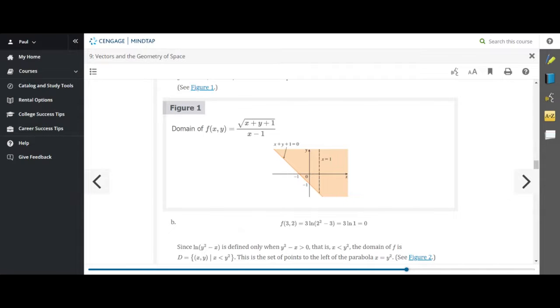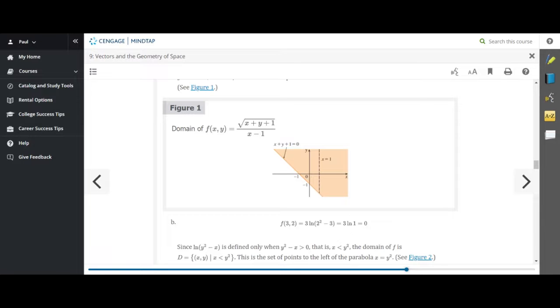that's the line y equals negative x minus 1 in this figure 1, because that boundary line has a slope of negative 1 and a y-intercept of negative 1. And then the shading would be for all the points above that boundary line, except where that asymptote is, x equals 1. So that's what your domain looks like. And so you see, when we have functions of two variables, the domain is in the xy plane.